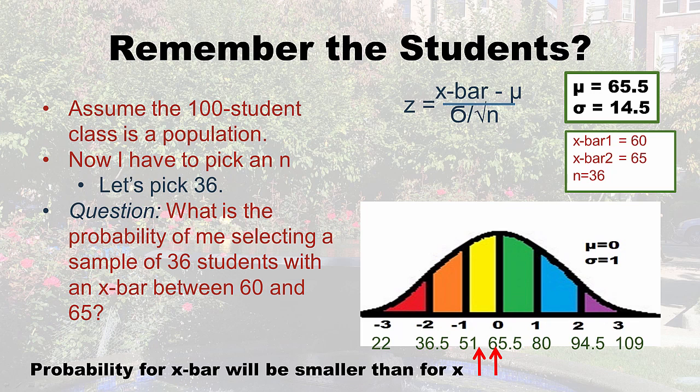And so we have two. Remember when we would have two x's back in 7.2 and 7.3? Well, this is now a situation where we have two x bars. So you just got to name them x bar 1 and x bar 2. And again, I show you this demonstration, these red arrows, but the probability for x bar will be smaller than for x because it's harder to get a whole group of people together to give you an x bar in between a certain place.